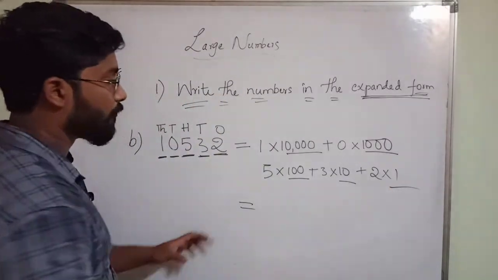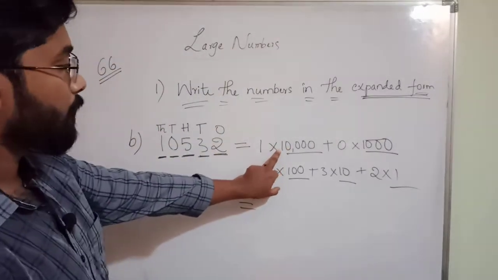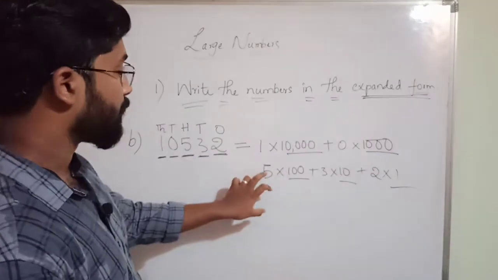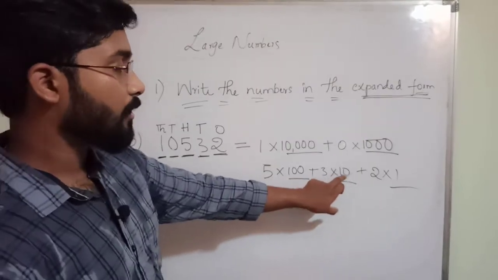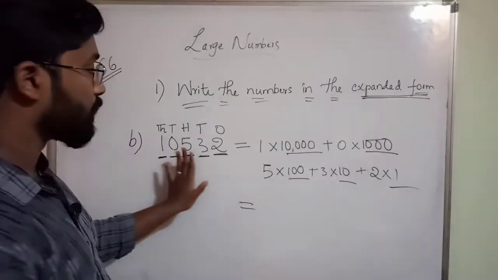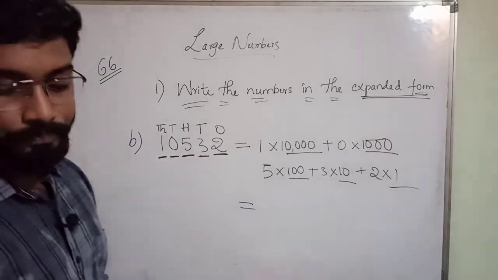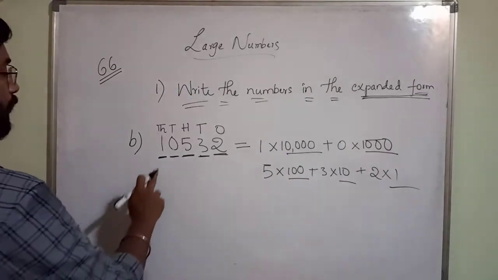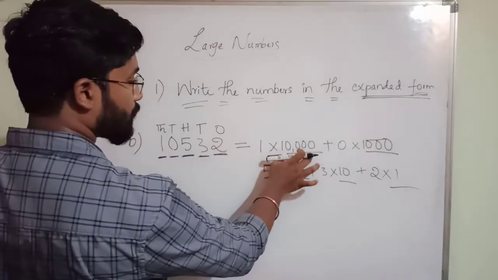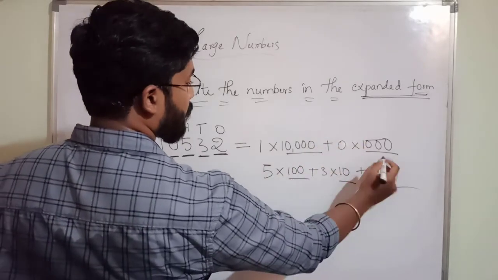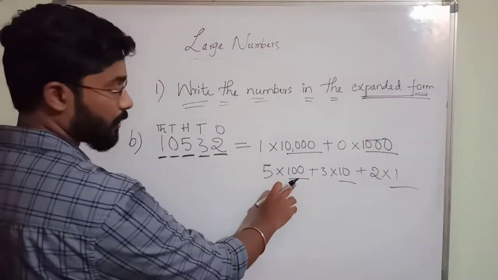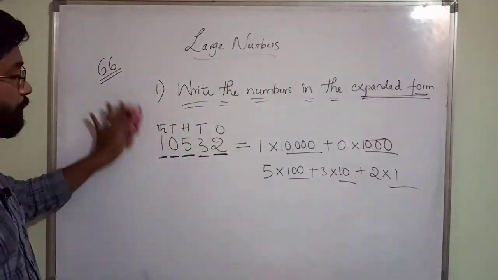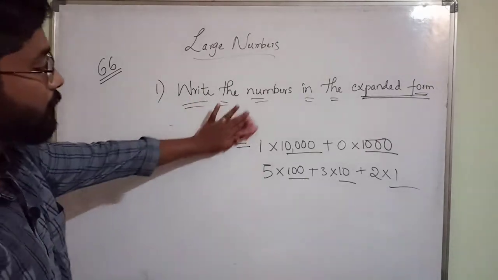So if you are going to add, what will you get? 10,000 plus 0, plus 5 into 100 is 500, plus 3 into 10 is 30, plus 2. You will get 10,532. Okay. This is the expanded form for 10,532. 10,000. 0 into 1000 is 0. 5 into 100, 500. 3 into 10, 30. 2 into 1. This is the expanded form.